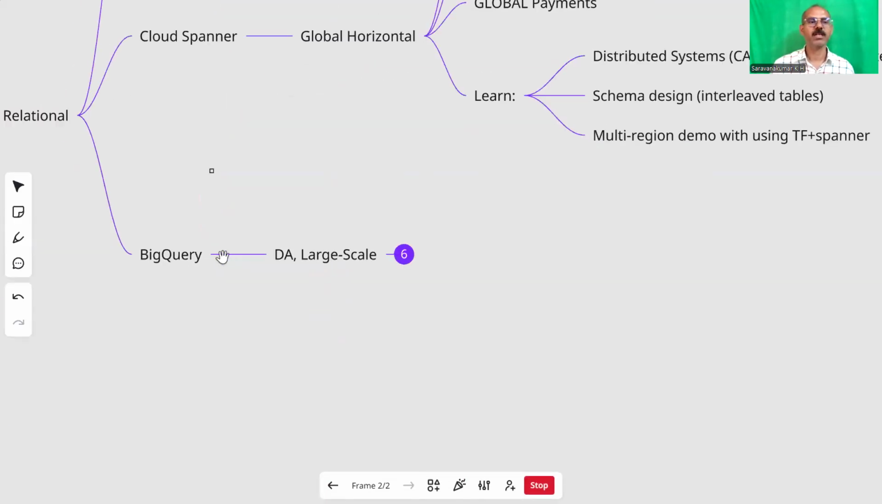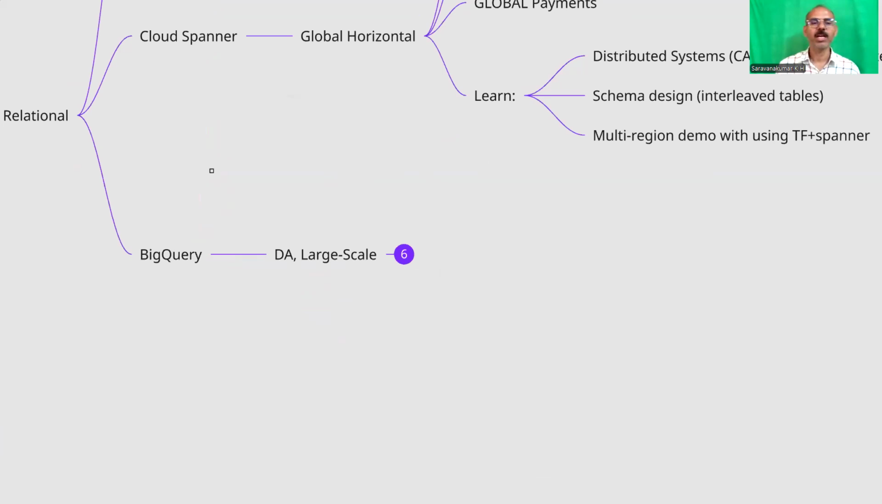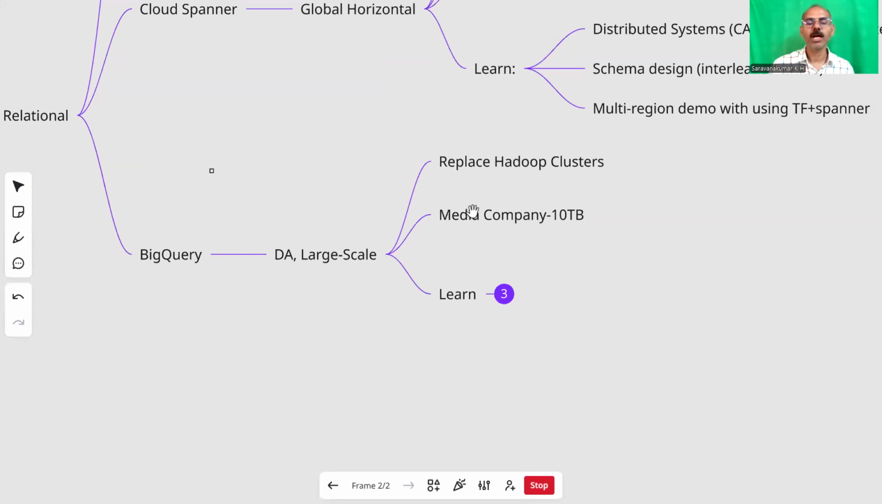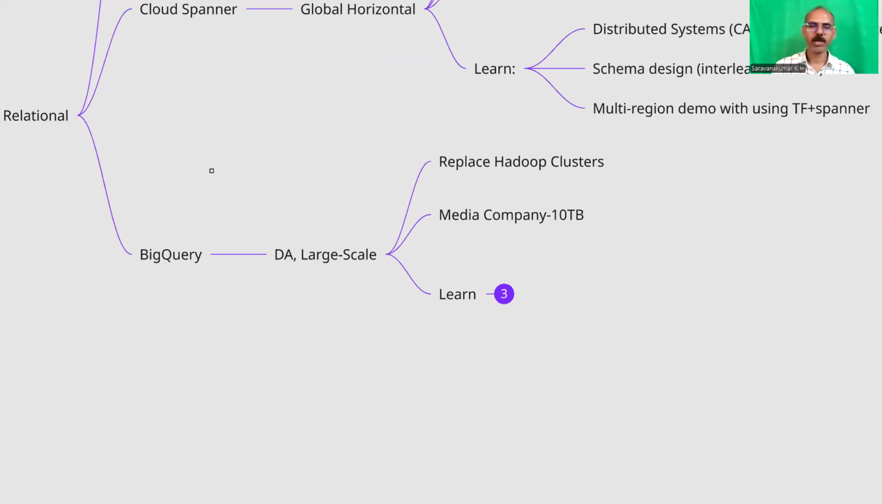Moving on, the next type of database in the relational category is BigQuery. It is used for data analytics, because it can hold large, scalable data, like 10 TB or 40 TB, and it is very helpful if you want to extract data from it. It has become a replacement for Hadoop clusters. We might have heard about big data, and in a structured way it helps you keep data at petabyte scale.